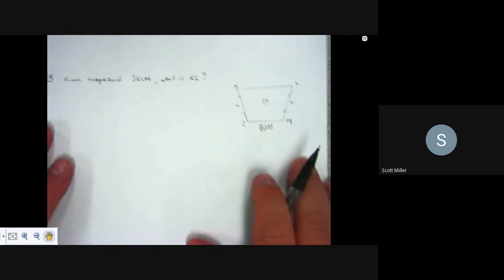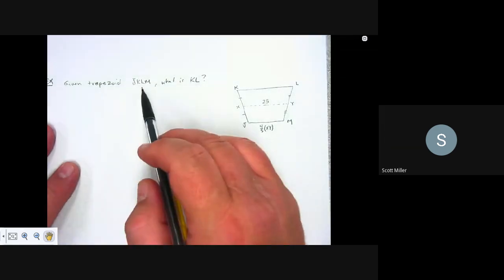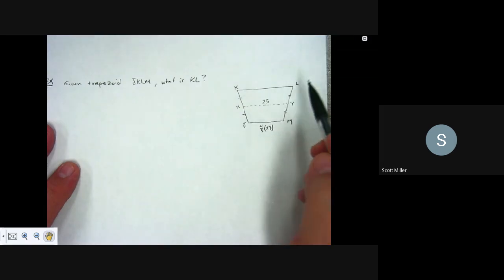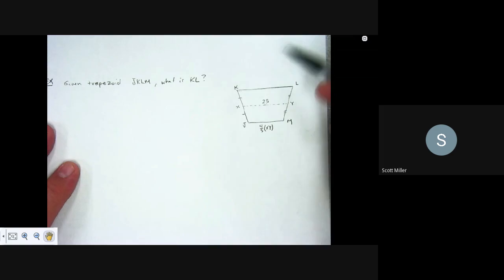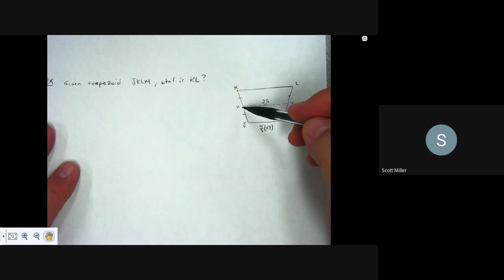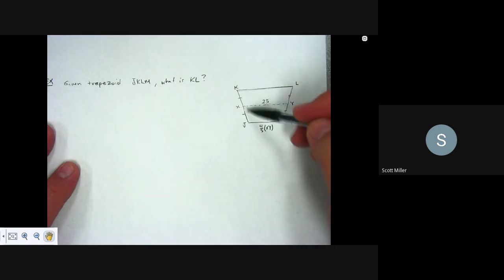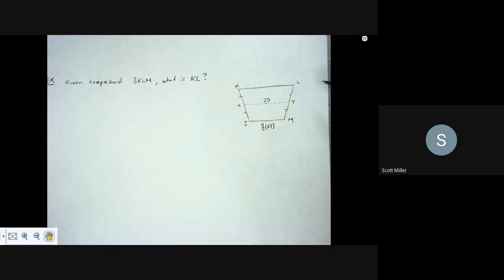Here's another one down here. By looking at the picture here, I have given a trapezoid, JKLM. What is the length of KL? What is that length up there? When I look at this, I can see that I have a trapezoid. I see that XY is a segment connecting the midpoints on each leg. Because of that, I'm at the midpoint here. So this is the midsegment theorem for the trapezoid.